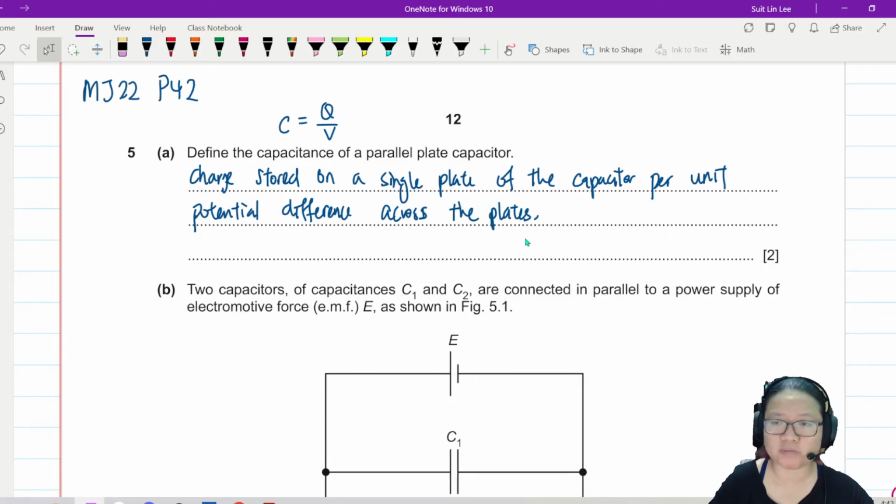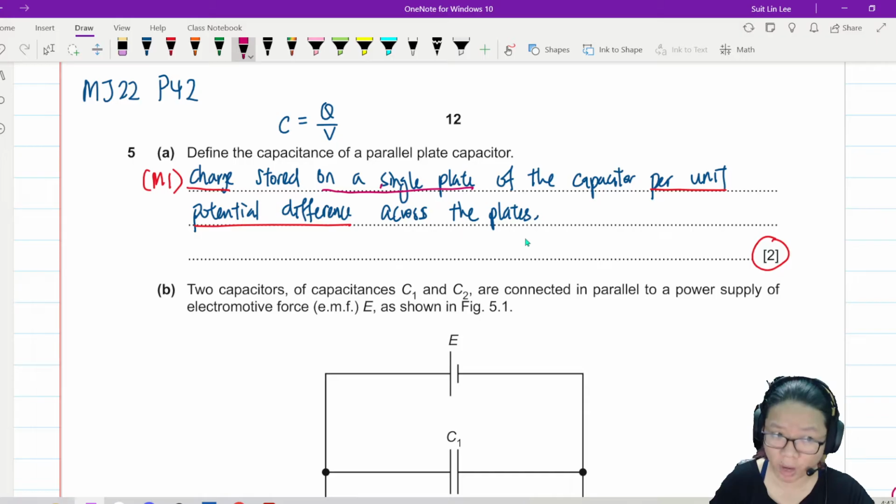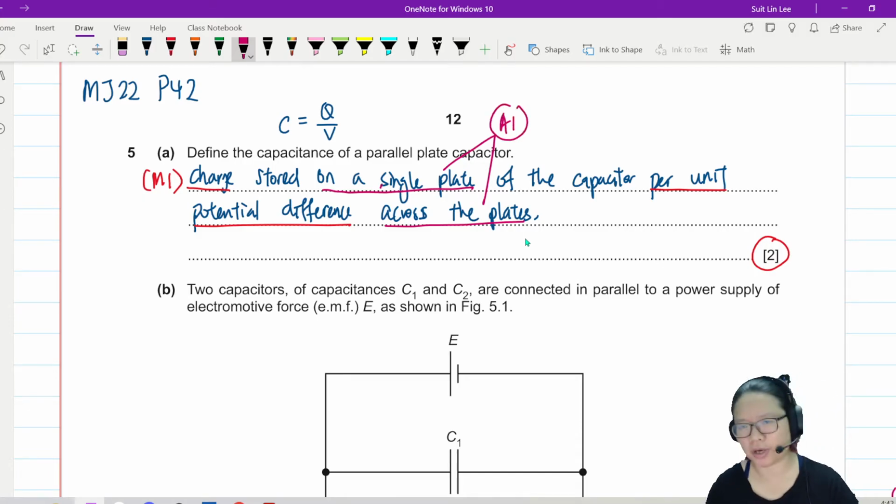So to make sure you don't lose marks due to technicality, the first thing is if you mention this is charge per unit potential difference, this is already M1. But because this definition is worth 2 marks, you need to think about, okay, this charge is where, on a single plate, okay? And the potential difference is where? Across the plates. So these two would be your A. Of course, if you don't get your M1, you won't get your A1, because your A1 won't make sense without your M1.